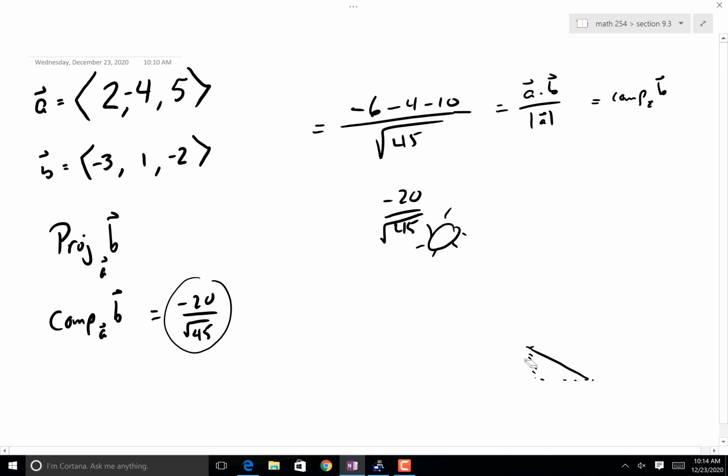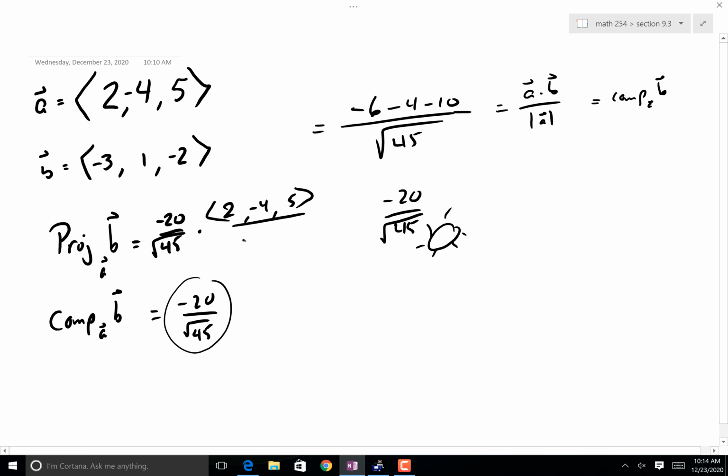But it's the same principle here. We're just going to be going a negative direction, right? A negative distance in the A direction. So to find this projection, you're literally going to do this times this. And I'm just going to write it like this. Well, wait, I'm doing a projection of B onto A. Sorry about that. 2, negative 4, 5.